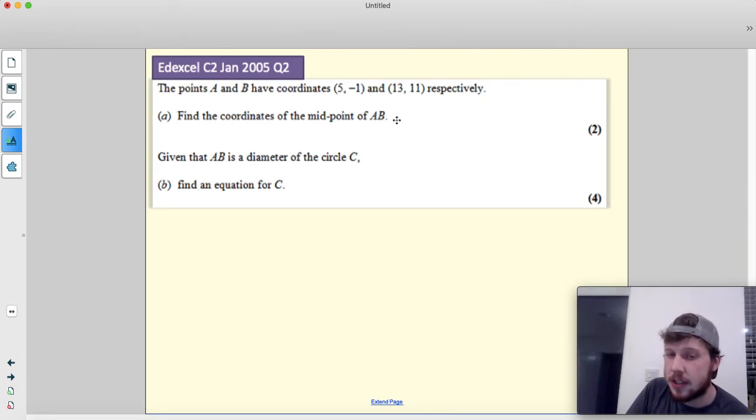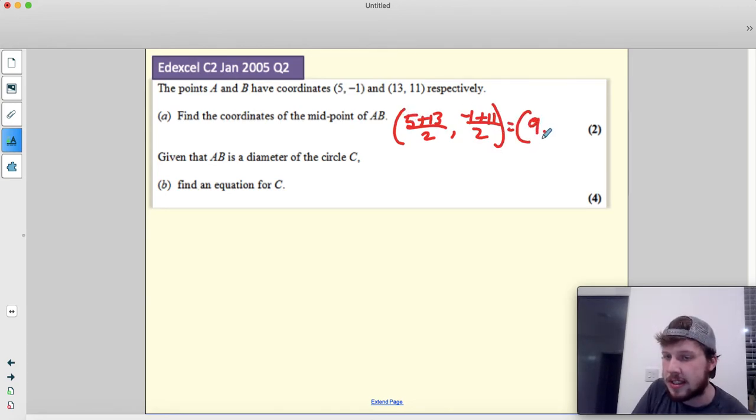And hopefully, after you've done this question, you should find that we're going to get (5 + 13)/2, and we're going to get (-1 + 11)/2. So therefore, this would be 18/2, which is 9, and -1 + 11 is 10/2, which is 5. So that would be the centre.